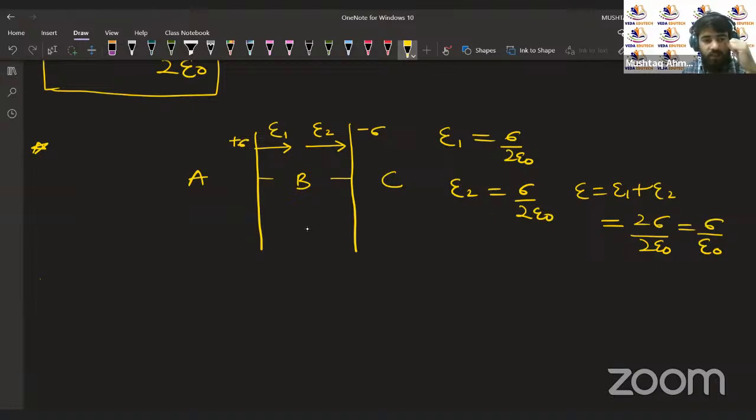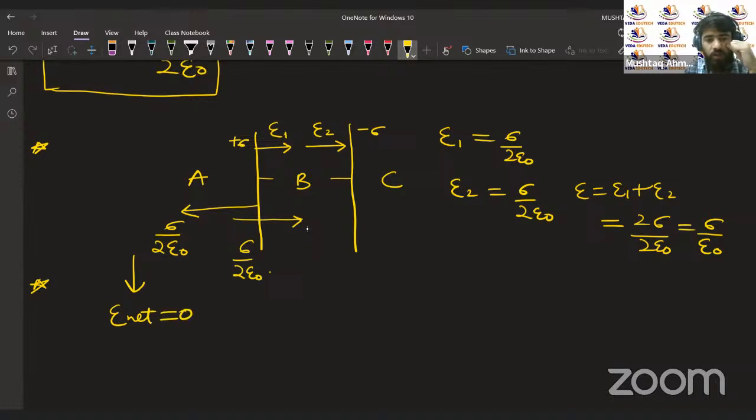If we have to calculate the field in region A, because of the plus sigma sheet, the field will be directed away from it, that is sigma upon 2 epsilon naught. And because of the negative sheet, the field in this region will be directed towards the negative sheet, that is sigma upon 2 epsilon naught. So in this region, the net field E net is going to be 0. Similarly, in the other region also, E net is going to be 0.